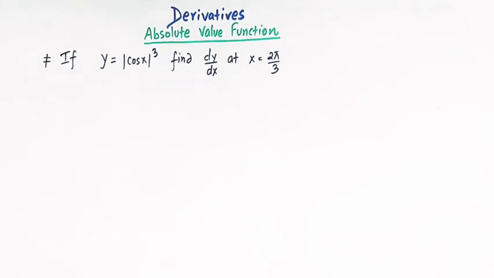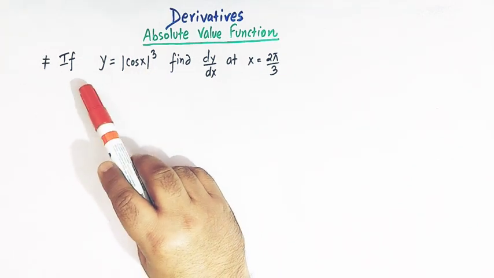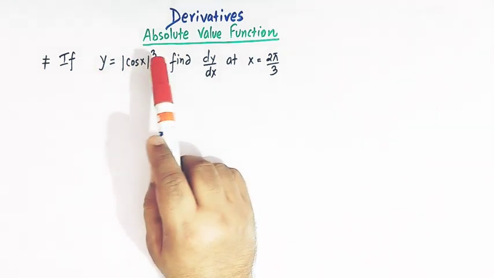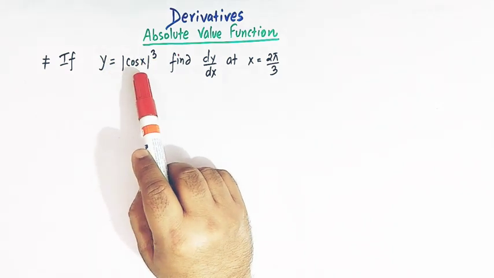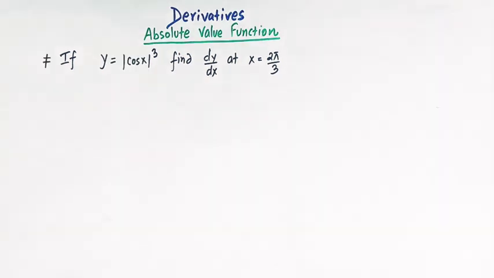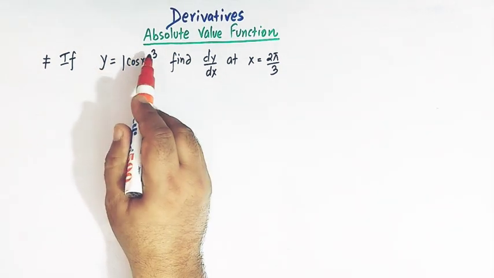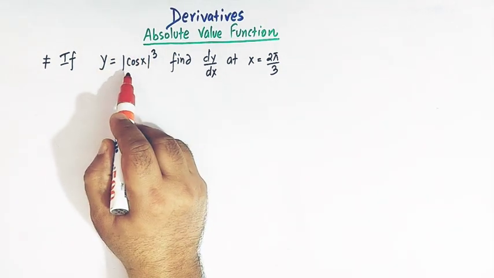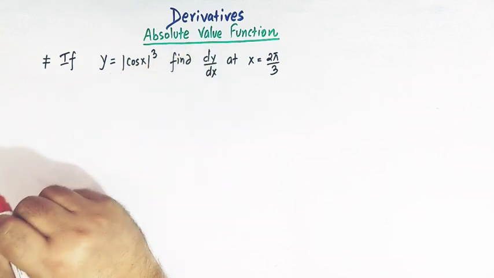Hello viewers, in today's class we are going to discuss one important problem from derivatives. Here we have to find the derivative of the function y is equal to cube of mod of cos x at x is equal to 2 pi by 3. So here we see that we have a function involving the mod function, that is the absolute value function.